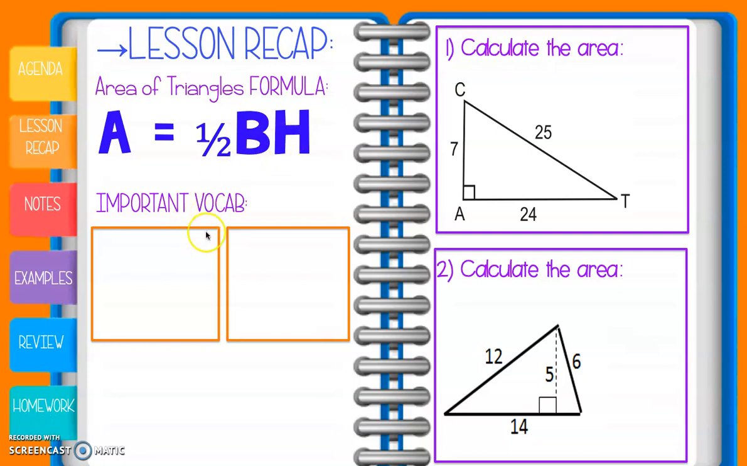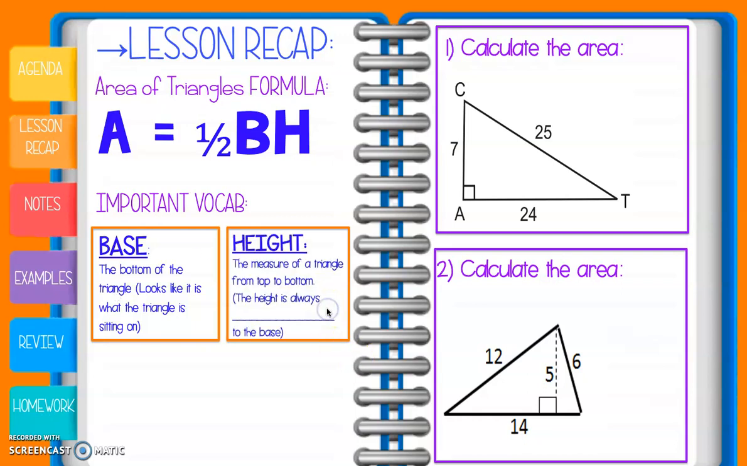So some important vocab is going to be the base. The base is the bottom of the triangle. If you picked it up and sat it down, the base would be what you're setting it on. Okay, and the height is the measure of the triangle from the top to bottom.